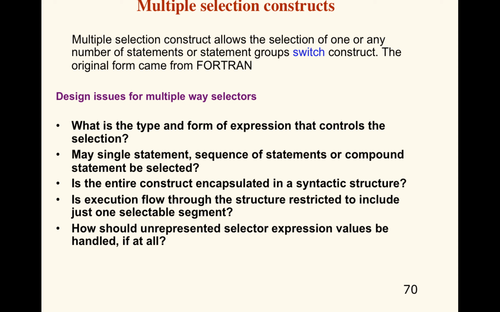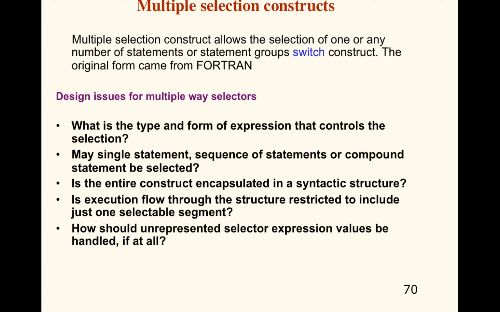So some design considerations for the concept of a switch case, which is a multiple way selector. What is the type and form of expression that controls the selection? Is it a single value? Is it a Boolean? What is it? Usually it's limited in C, C++, Java. It could be a character. It could be an integer. It can't be a float. It can't be a double. There's some limitations on what X is in that example I told you.